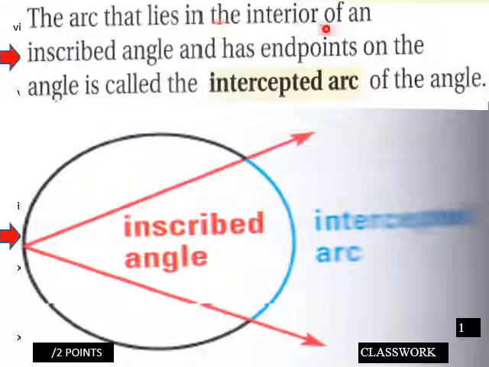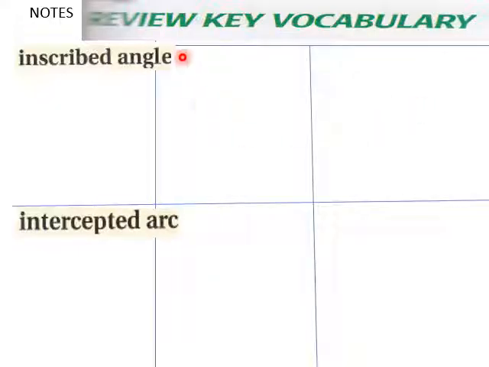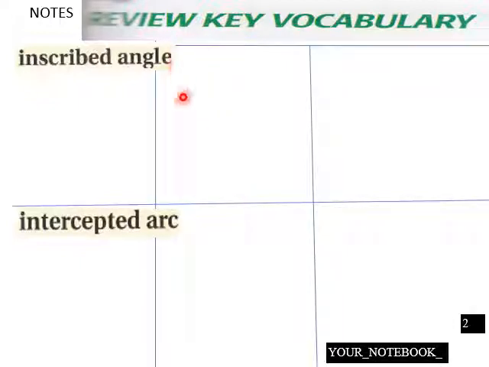The arc that lies in the interior of an inscribed angle and has endpoints on the angle is called the intercepted arc of the angle. So, students, in your own words, define inscribed angle and define intercepted arc.